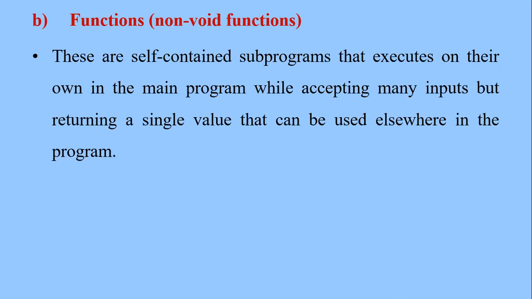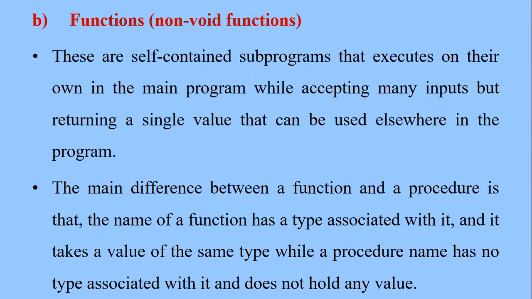Let's now look at functions, or what we call non-void functions in C. These are self-contained subprograms that execute on their own in the main program while accepting many inputs, but returning a single value that can be used elsewhere in the program. The main difference between a function and a procedure is that the name of a function has a type associated with it, and it takes a value of the same type, while a procedure name has no type associated with it and does not hold any value.